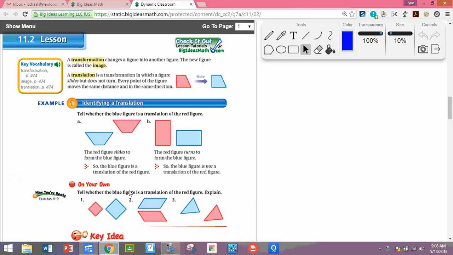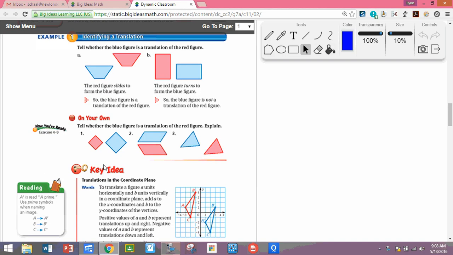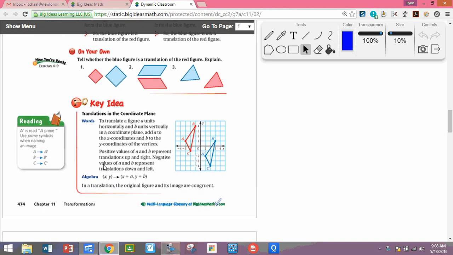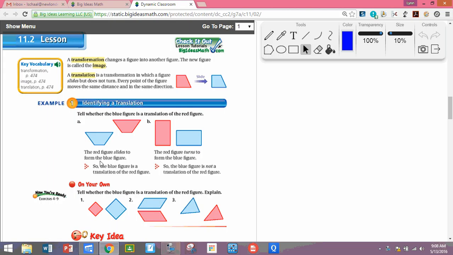Okay, this is lesson 11-2, and we are on page 474 in your textbook. We skipped lesson 11-1 because we've already talked about similar figures, and that's really what lesson 1 is about: how figures are similar by corresponding angles being equal and by the lengths of the sides being proportional. So because of that, you've already done that. We're going to move on then to lesson 2, which is transformations.